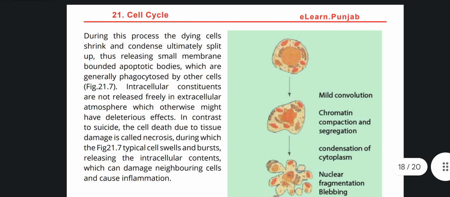During this process, the dying cells shrink or condense, ultimately split up, thus releasing small membrane-bounded apoptotic bodies, which are generally phagocytized by other cells. Intracellular constituents are not released freely into the extracellular atmosphere, which otherwise might have deleterious effects. In contrast to suicide, cell death due to tissue damage is called necrosis, during which the cell swells and bursts, releasing the intracellular contents, which can damage neighboring cells and cause inflammation.